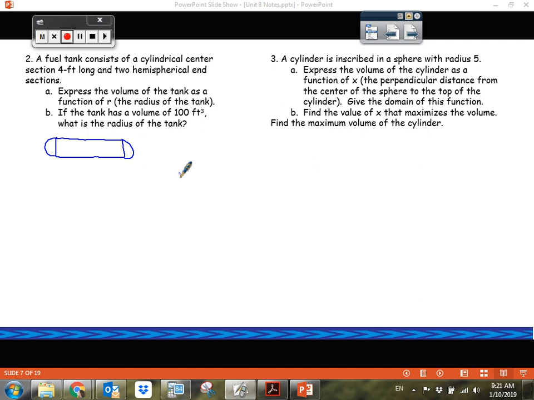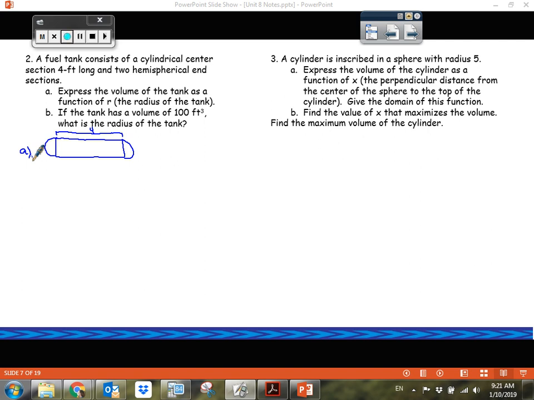It says the cylindrical section, so this distance right here, is 4 feet. Okay, so cylindrical center, 4 feet long, 2 hemispherical end sections. Great. So part A says express the volume of the tank as a function of r, the radius of the tank. Okay. So it's actually important for you to know the volume formulas. You know, in calculus, we have to know the volume formulas. They don't give us those.